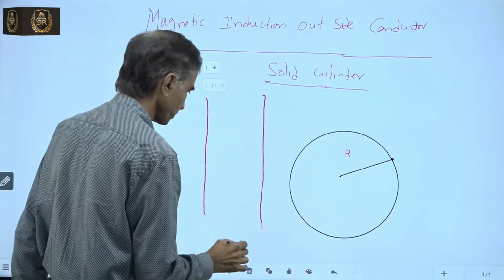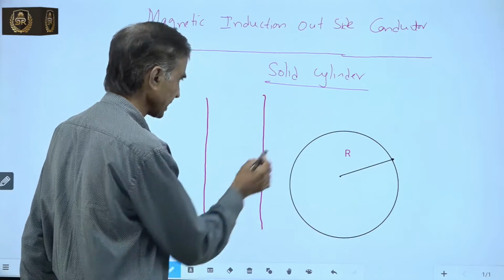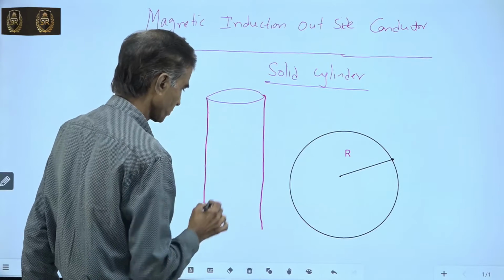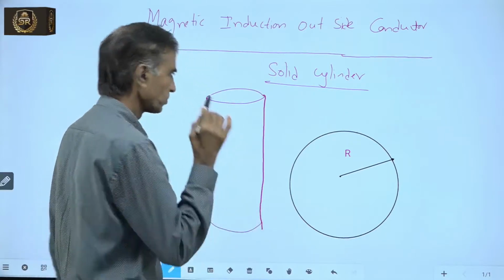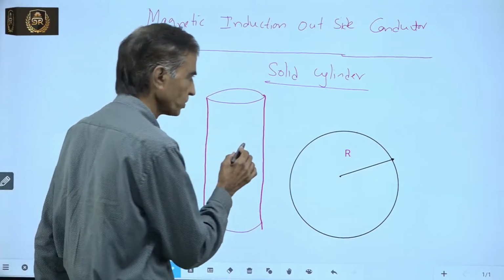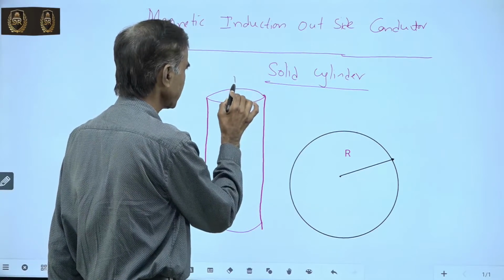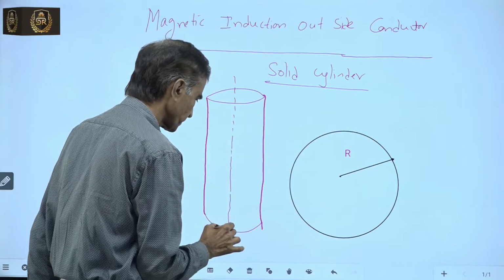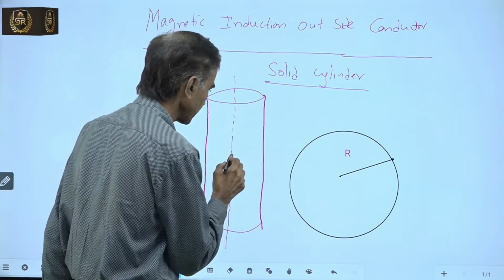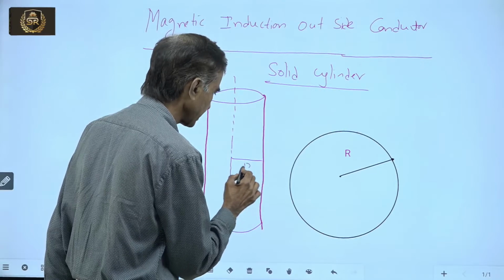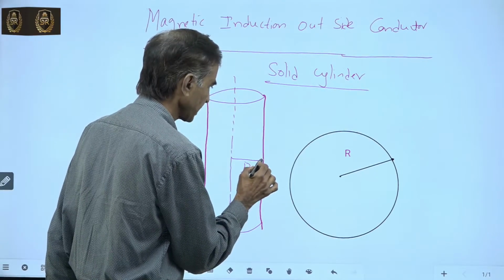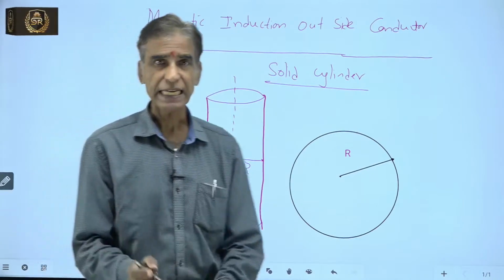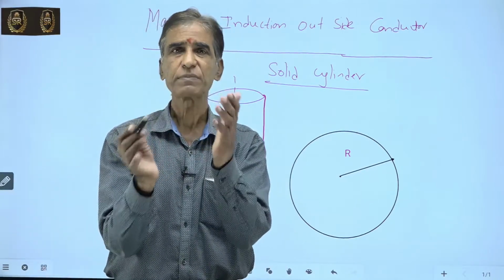This is the conductor, this is our circular section. This is the radius, this is the axis of the conductor, the axis of the cylinder, and the radius is equal to capital R. We have taken radius equal to capital R. It is carrying a current, and the current is uniformly distributed.